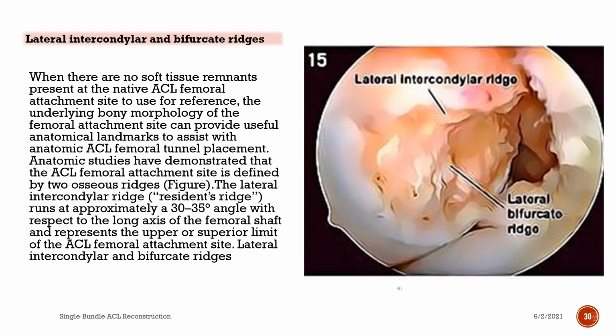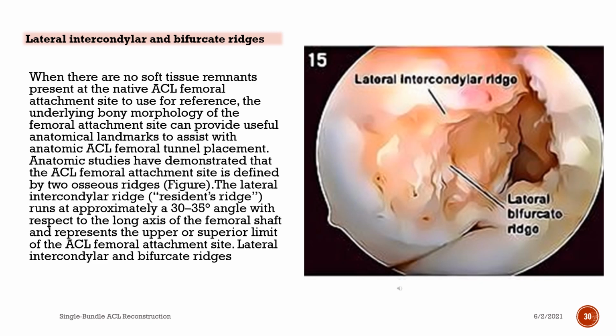placement. Anatomic studies have demonstrated that the ACL femoral attachment site is defined by two osseous ridges, figure. The lateral intercondylar ridge, resident's ridge, runs at approximately a 30 to 35 degrees angle with respect to the long axis of the femoral shaft and represents the upper or superior limit of the ACL femoral attachment site.